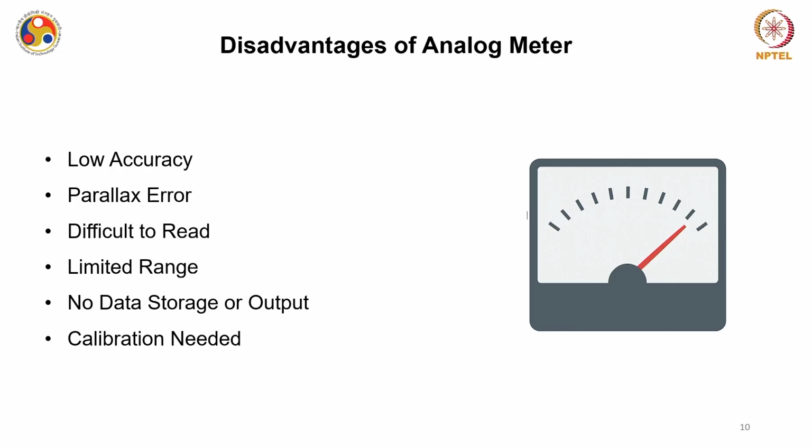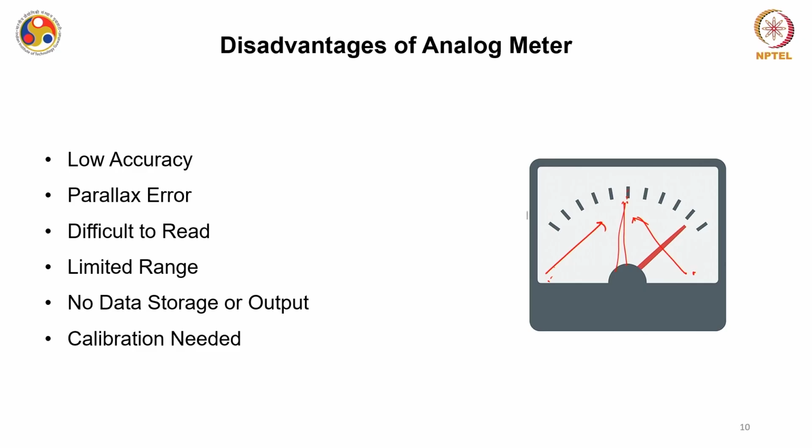There can be parallax. Parallax is something like, say, for example, we have discussed that if you want to read this value, and the meter is here, it will depend on whether you are seeing it from this side or from that side. If your line of sight is from here or from the top, you may get different readings. So, that is the disadvantage of analog meters. Sometimes it becomes very tricky or difficult to read these values.